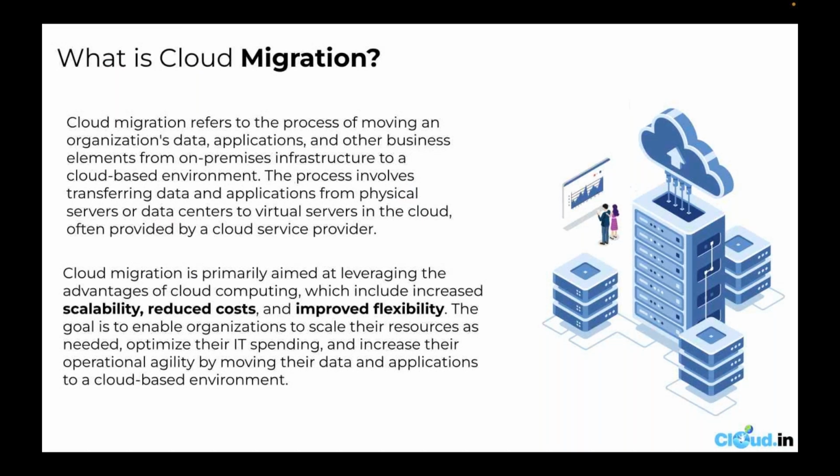Cloud migration refers to the process of moving an organization's data, its applications, and other business elements from on-premises infrastructure to a cloud-based environment. This process involves transferring the data and the applications from the physical servers or data centers, which is also called the on-premises infrastructure of a company, to a virtual server in a cloud, which is often provided by a cloud service provider. We have a number of cloud service providers in the market right now. Famous ones are the AWS cloud, Microsoft Azure, and GCP, that is Google Cloud.